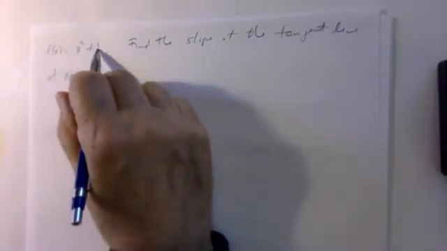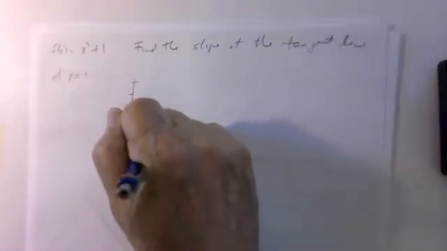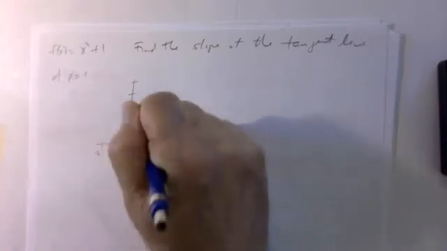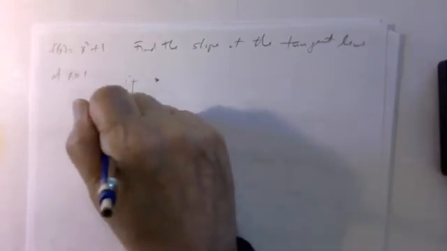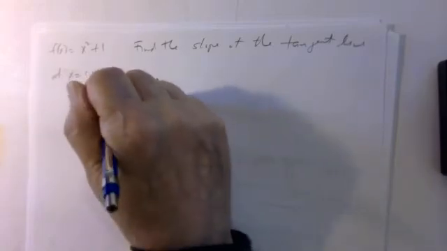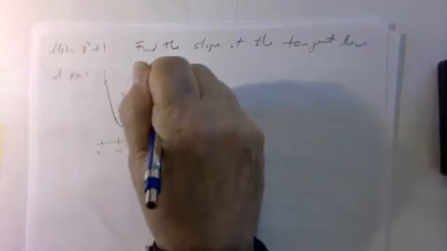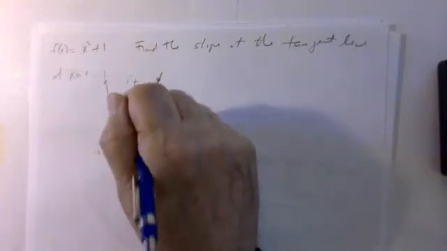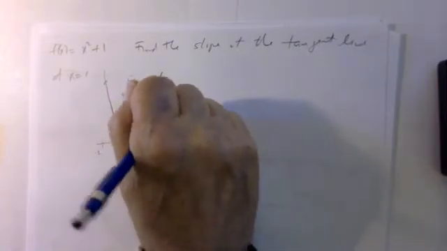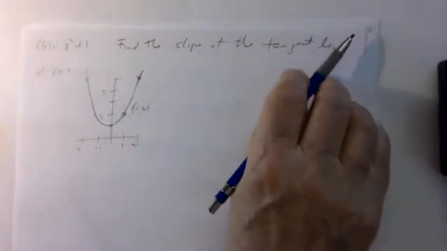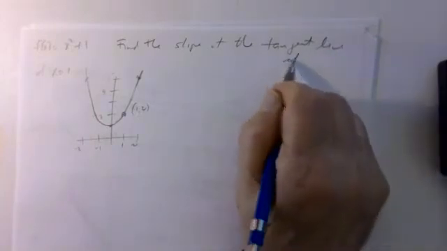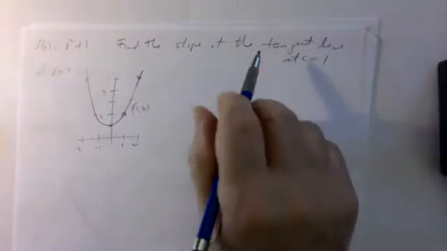So when x is 0, this is 1. When x is 1, it's 2. When x is 2, it's 5. This parabola looks something like that. And here on the graph is the point 1, 2. So how do we find the slope of the tangent line at c equal 1 or x equal 1?